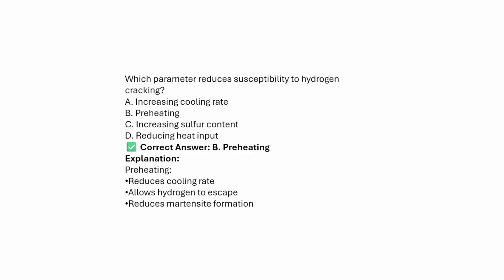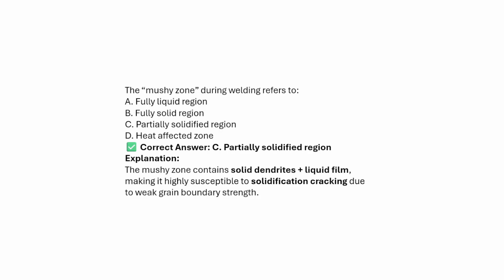Preheating reduces the cooling rate. Once the cooling rate reduces, there is enough time for hydrogen to diffuse and escape from the weld material. It also reduces the formation of the martensitic phase, because martensite has less ability to diffuse the hydrogen. So that results in less hydrogen cracking or cold cracking.